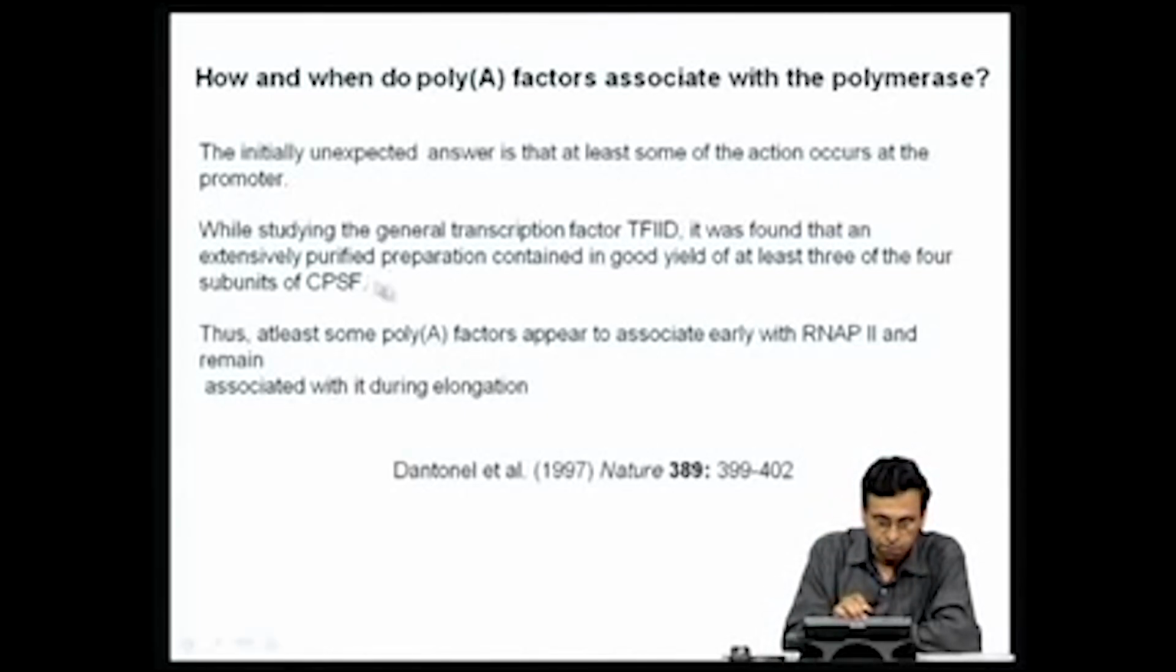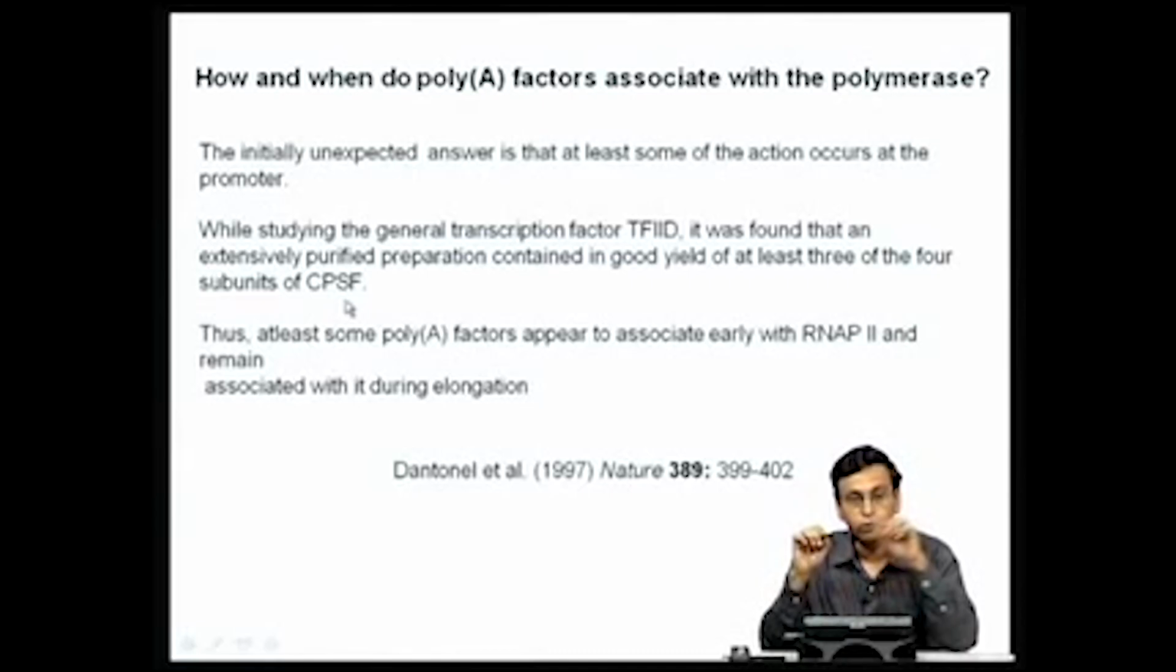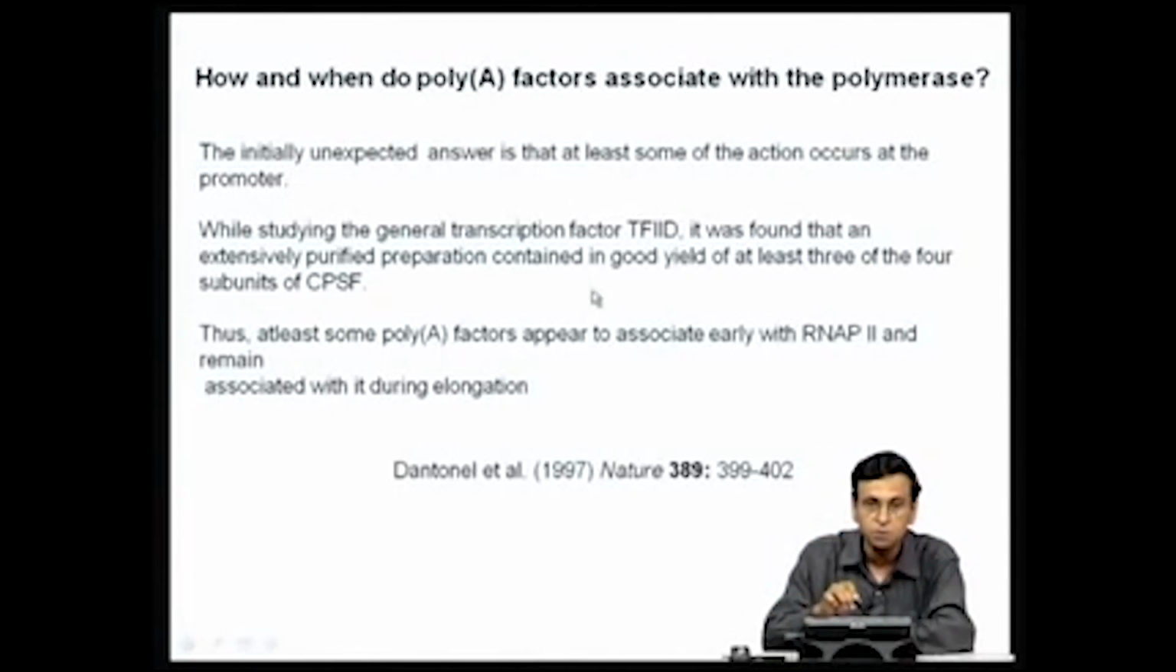And some of the experimental evidence is shown here. For example, while studying the general transcription factor TFIID, it was found that an extensively purified preparation contained a good yield of at least 3 to 4 subunits of CPSF. TFIID, which so far we thought is involved only in transcription initiation, and whose job is to assemble the pre-initiation complex and recruit the RNA polymerase to the promoter, also seems to be interacting with CPSF, which is a polyadenylation factor.